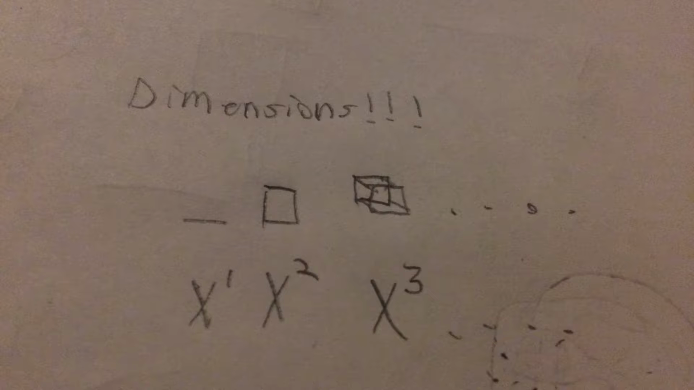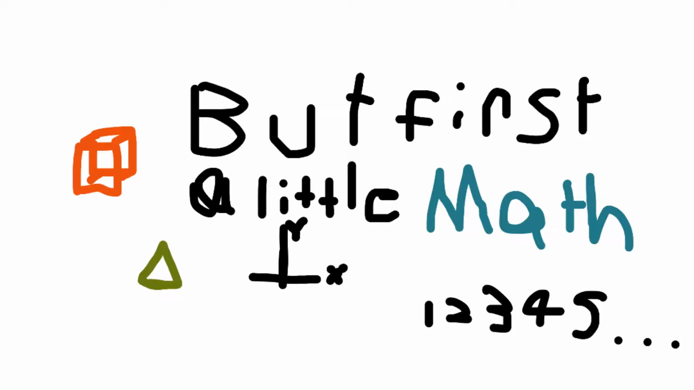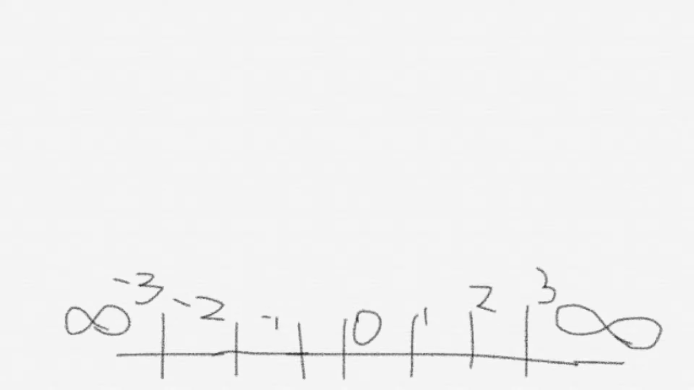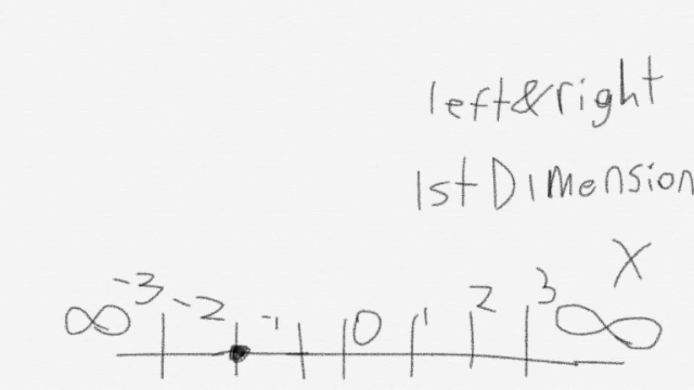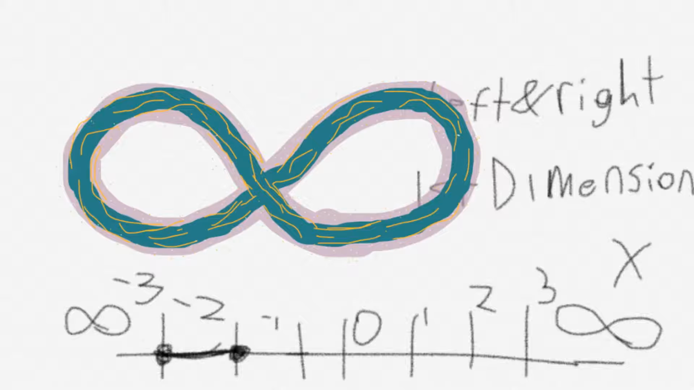Today we're going to talk about dimensions in the fourth dimension, but first a little math to explain dimensions 1 through 3. Let's start with a number line, the x-axis. The first dimension, things can only move left or right, and can exist as points or line segments, and only have the property of length. This dimension seems simple, but we have to remember that it's still an infinite universe with infinite values.